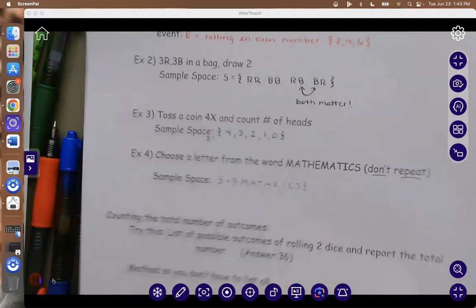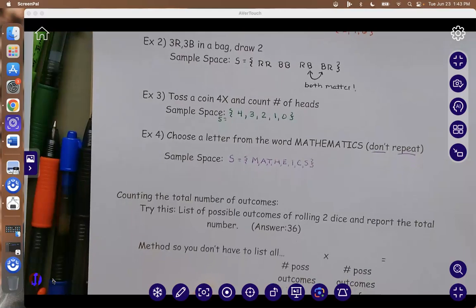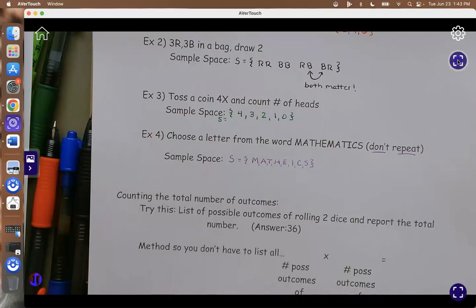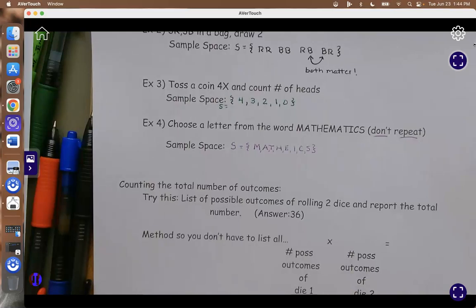All right, now we're going to try counting the total number of outcomes. And I'm sorry, I have all these little symbols out here. Let's try making them go away. All right, so try to list the possible outcomes of rolling 2 dice and report the total number.